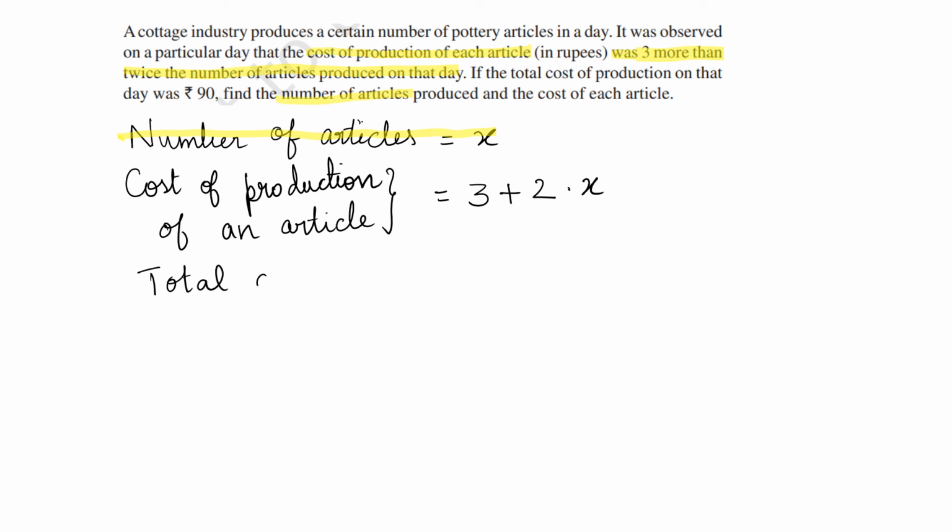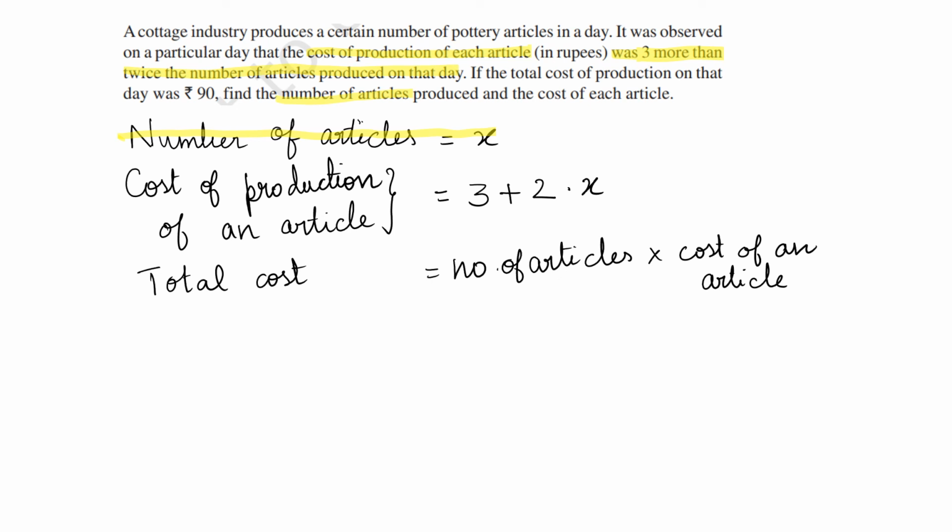Total cost equals number of articles into cost of an article. Usually we calculate like that only, no? So number of articles into cost of an article. What is the number of articles? x, into the cost of an article, 3 + 2x, equal to, what is that? They are telling that it is 90. See here they have given it as 90. That 90 I am going to take over here.